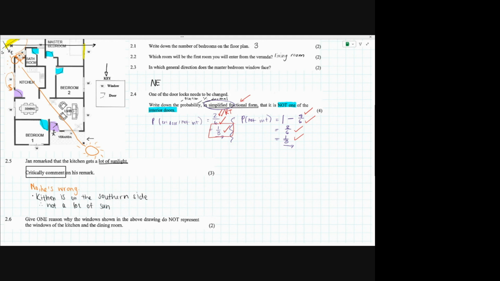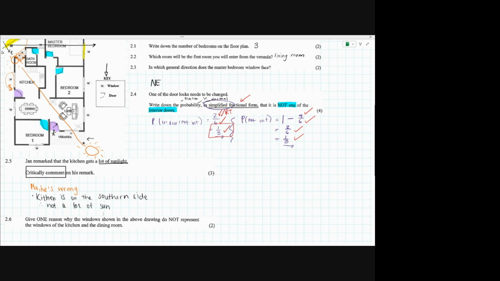You could say something like the only window that is not blocked by another room is the window on the south, which doesn't let in a lot of sun. You could have said something along the lines of, I'm trying to think what else I said. The sun sets in the west, and so he might get some late afternoon sun, but not a lot of sun anywhere else, and so the kitchen would actually be very cold throughout the day, etc., etc., etc.